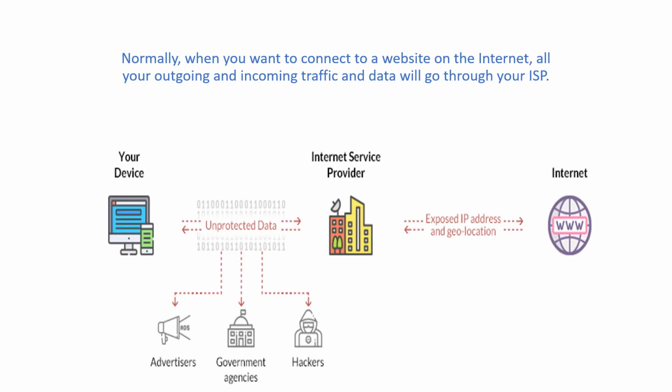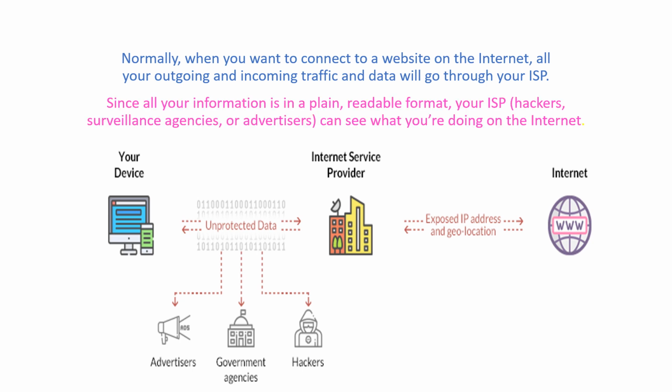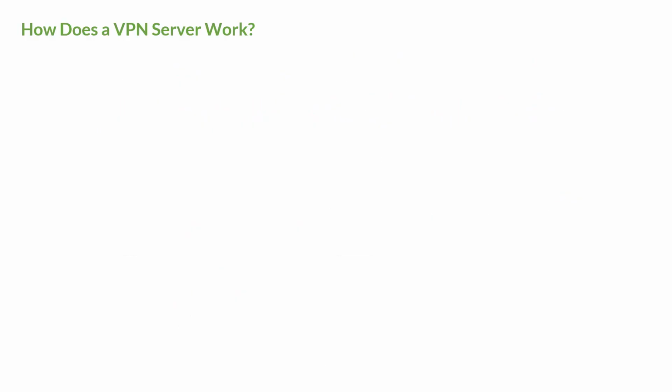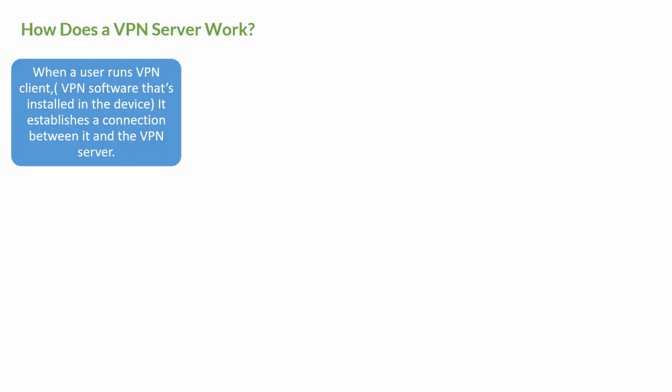Normally, when you want to connect to a website on the internet, all your outgoing and incoming traffic and data will go through your internet service provider. Since all your information is in a plain readable format, your ISP or hackers or surveillance agencies or advertisers can see what you are doing on the internet. So without using a virtual private network, your data is under attack. So you can say your data is unprotected data. It can be hacked. So now we can see how a VPN server works.